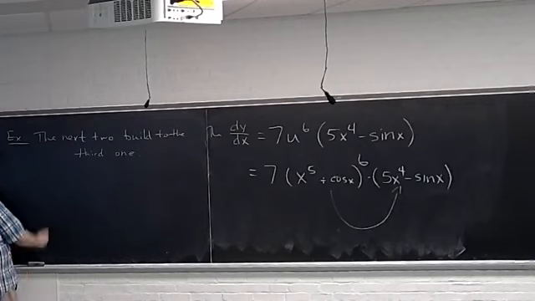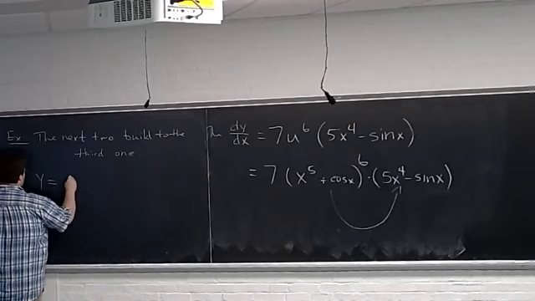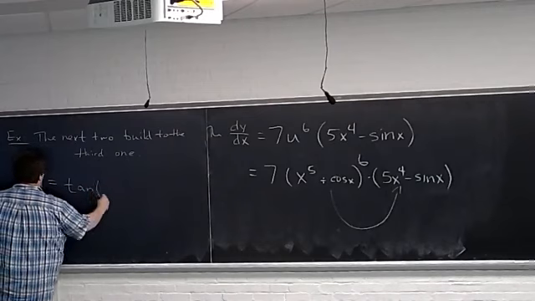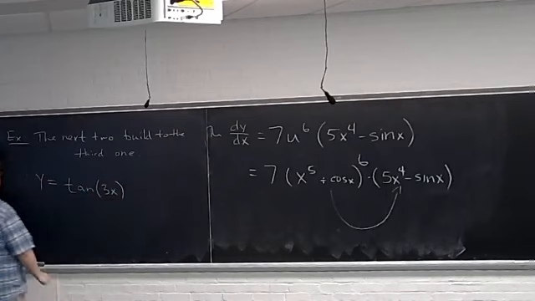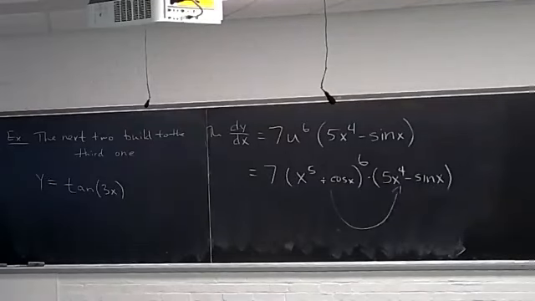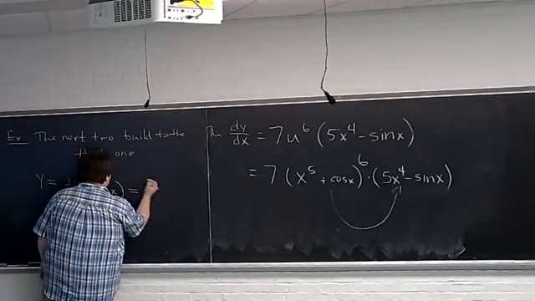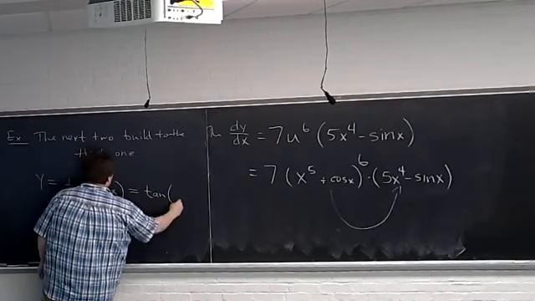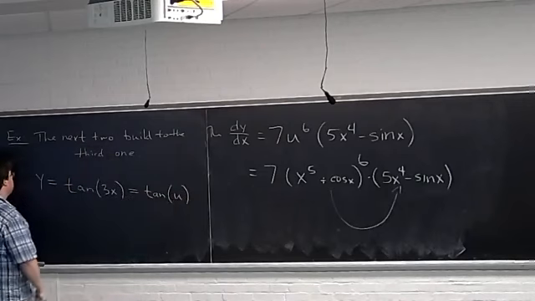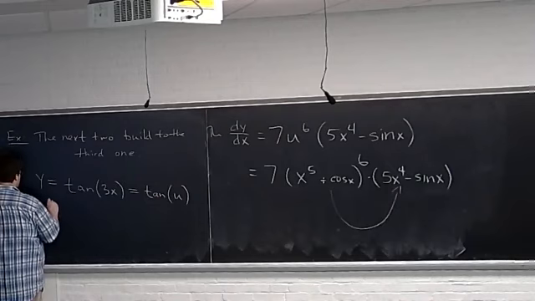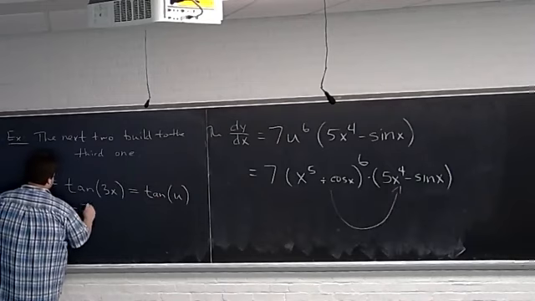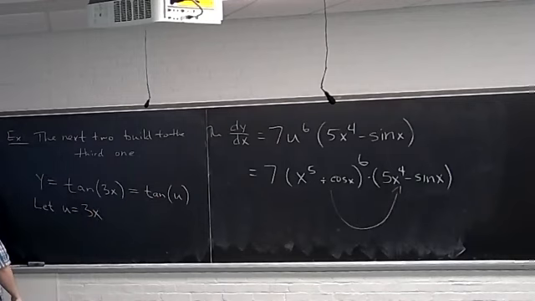Well, what are the next two? Let's start with the next one. This is similar to the first one. Derivative of tangent now of 3x. What is the derivative of tangent? Well, derivative of tangent of x is secant squared. But we don't have just an x, we have 3x. So what we can do is use a u substitution. If we let u equal 3x, then y is now tangent of u.